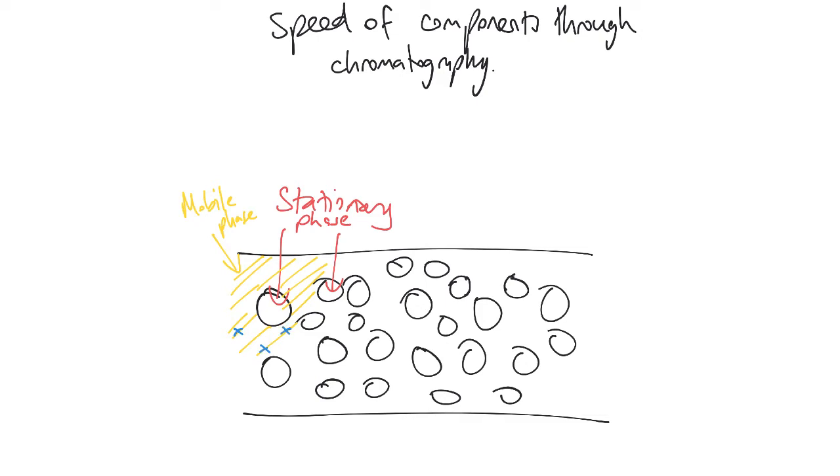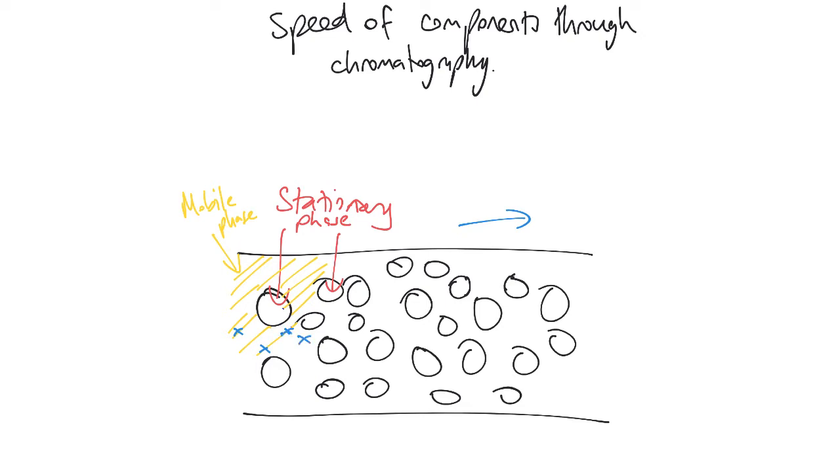Now, as these components go through, they can attach to these little stationary beads. If they attach to the stationary phase, then for all intents and purposes they stop going through the column, assuming they're going through that way. So if they stop there, they're going to slow down. They attach on, but then they might disconnect, and then they start flowing again.